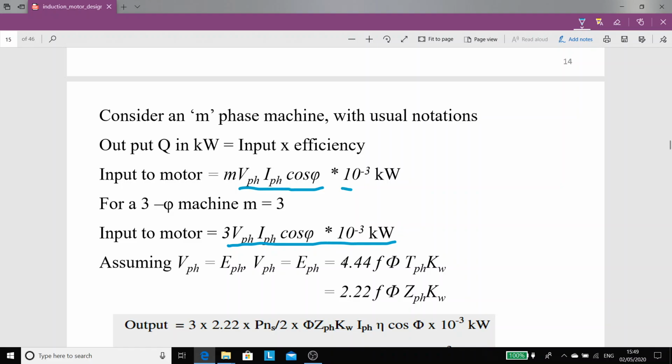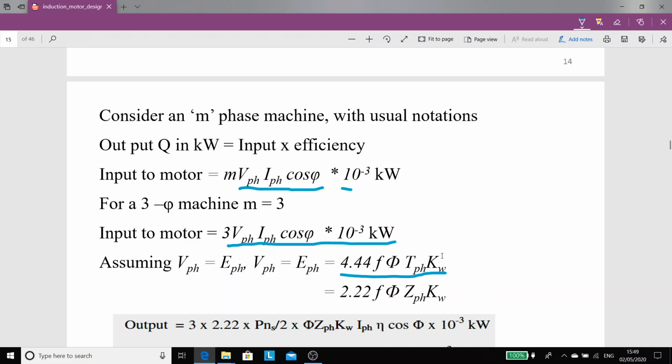Now we know the voltage per phase applied to the induction motor is approximately equal to the induced EMF in your armature winding per phase, that is VPH is equal to EPH. And we know the equation of induced EMF in the armature winding. It is given by 4.44 into frequency into flux per pole into number of turns per phase into kW. kW means the winding factor. And what is the winding factor?